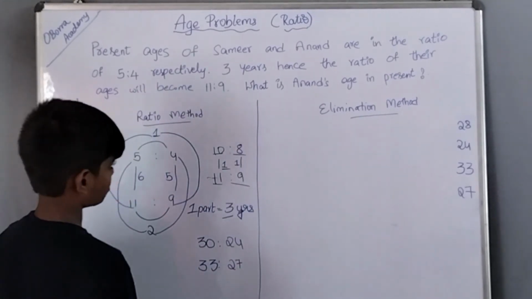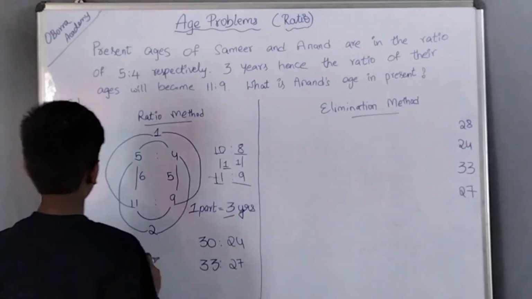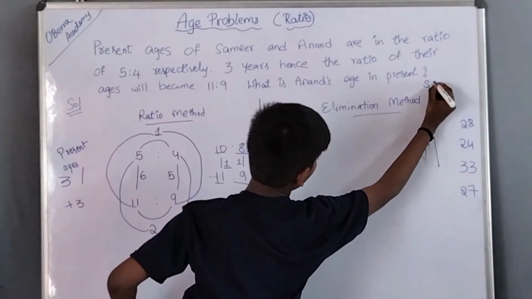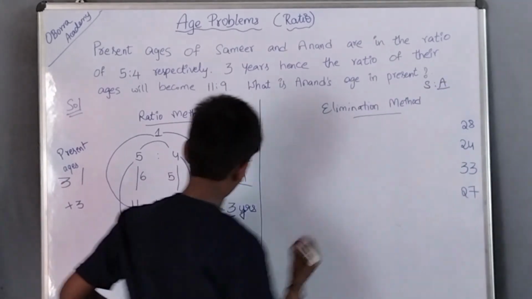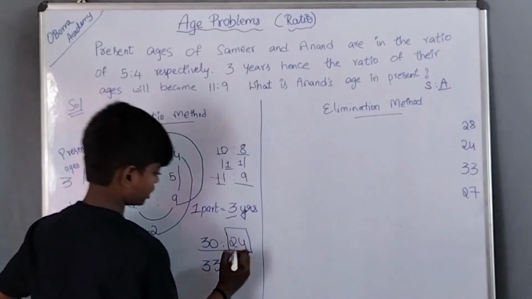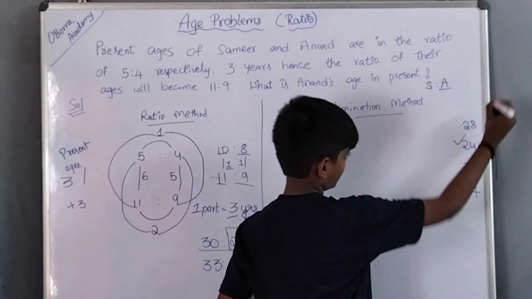So they are asking the present age of Anand. So as Samir is to Anand, Anand is in the second place. See, Samir is to Anand, the second is Anand. So here the present age is Anand's. Anand's present age is 24. So hope you all got the answer as 24.